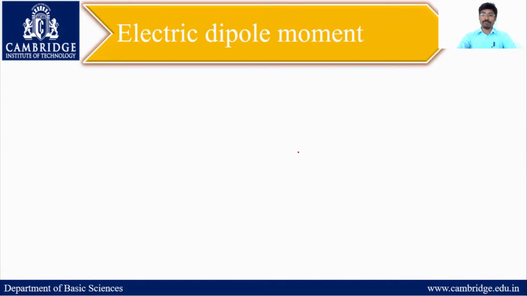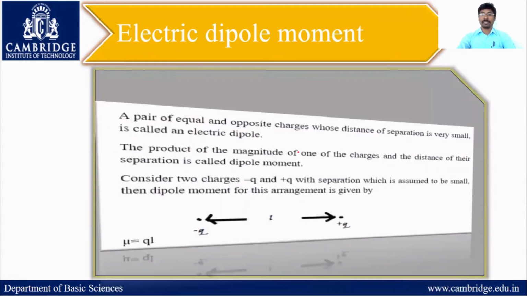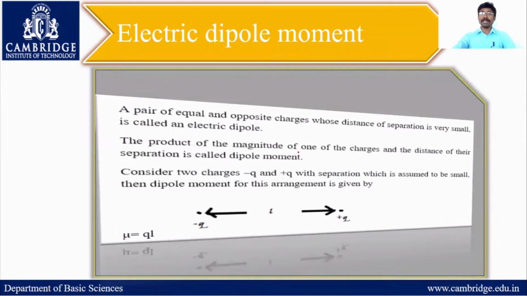What is the electric dipole and dipole moment? Now first one. What is an electric dipole? A pair of equal and opposite charges whose distance of separation is very small is called an electric dipole. See here, a pair of equal and opposite charges. Which are the opposite charges? Plus Q and minus Q. Q is a charge. Equal and opposite charges.